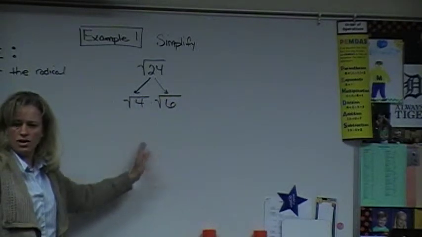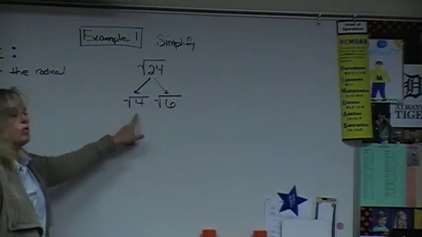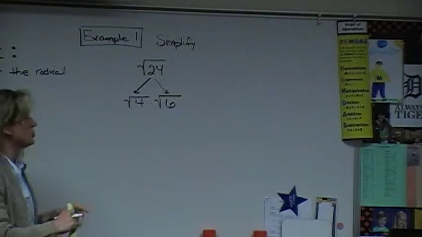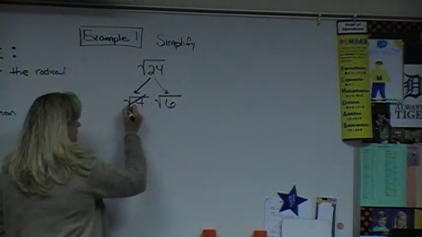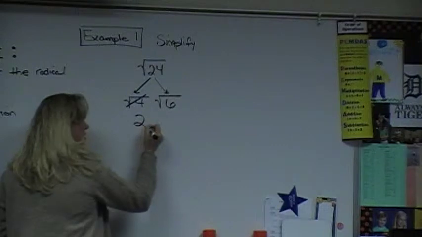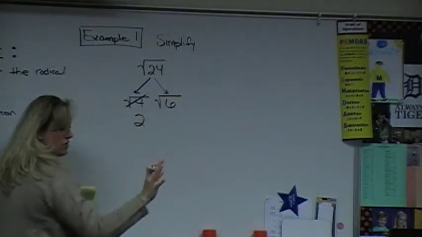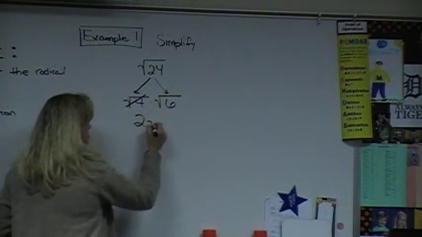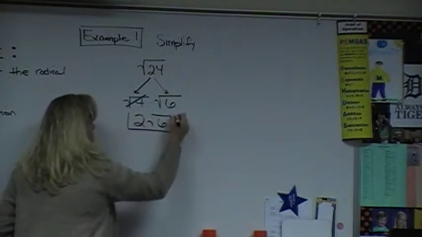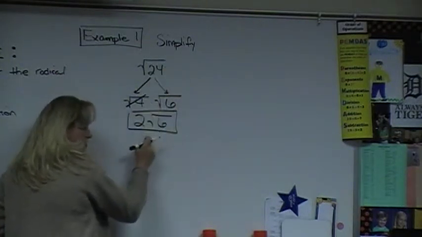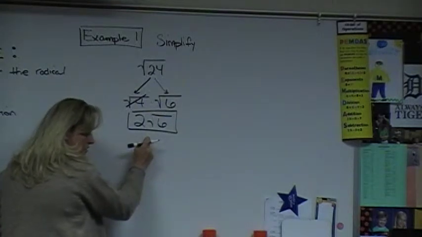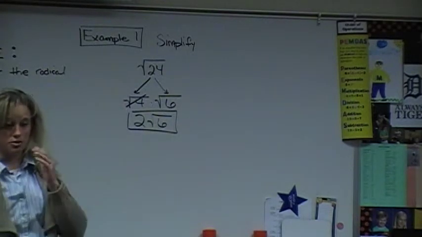Which one is the perfect square again? 4. So what is the square root of 4? Watch. I cross this out and the square root of 4 becomes 2. The square root of 6 cannot be simplified, can it? 6 does not have any perfect square factors. So bring down the square root of 6, and I've just rewritten the square root of 24 as 2 times the square root of 6. I've just simplified that radical.